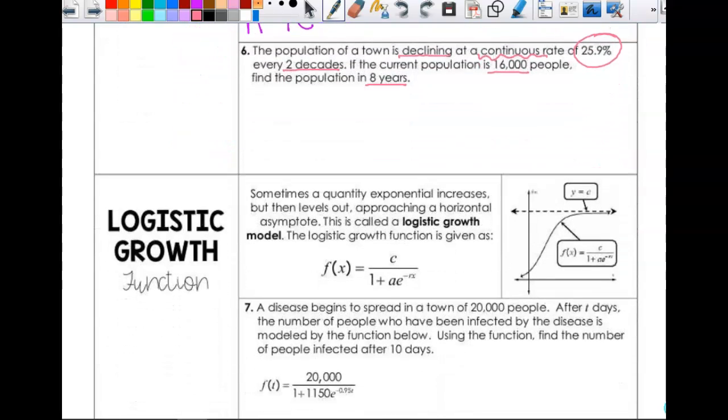So I'm going to have A equals P, which is my initial amount, 16,000, times E to the negative 0.259, since it's decreasing, times T. Now, I'm talking decades and years. I got to pick one. Which one's going to be easier to use overall?